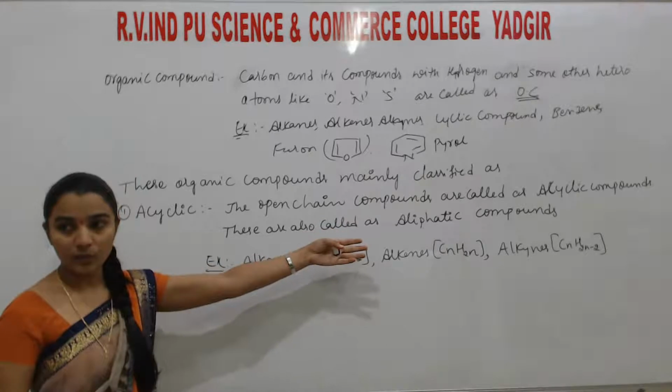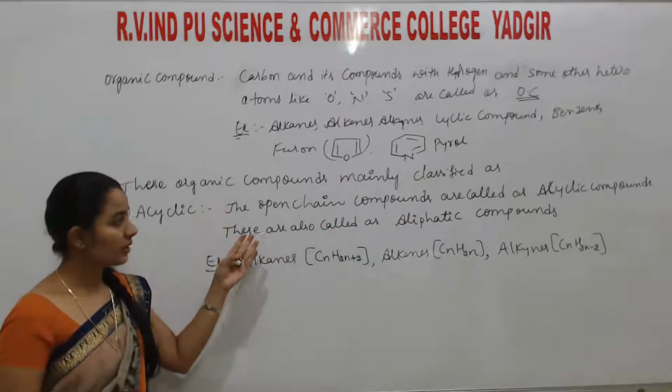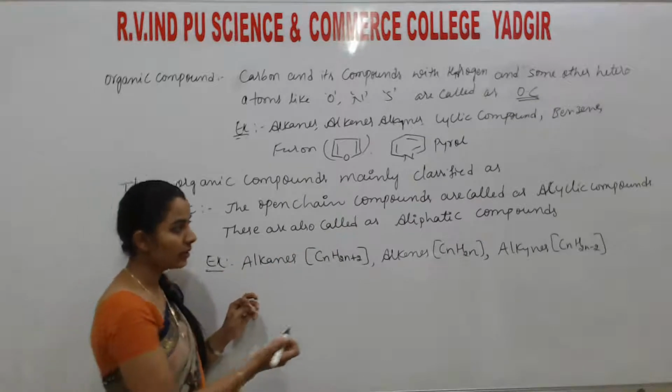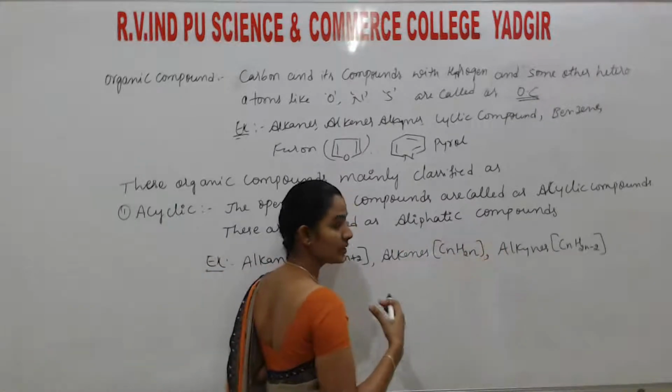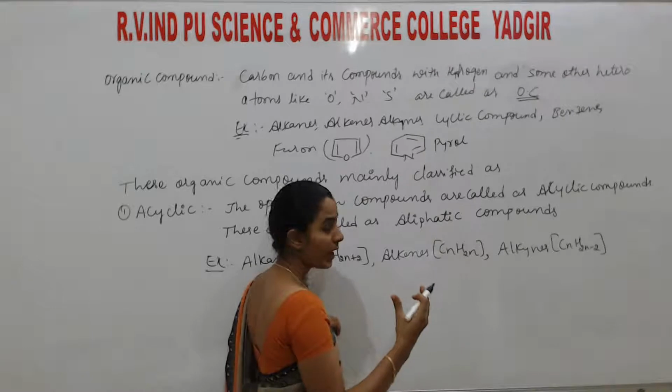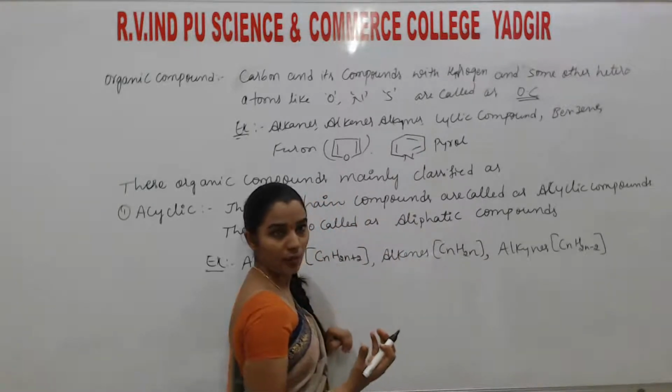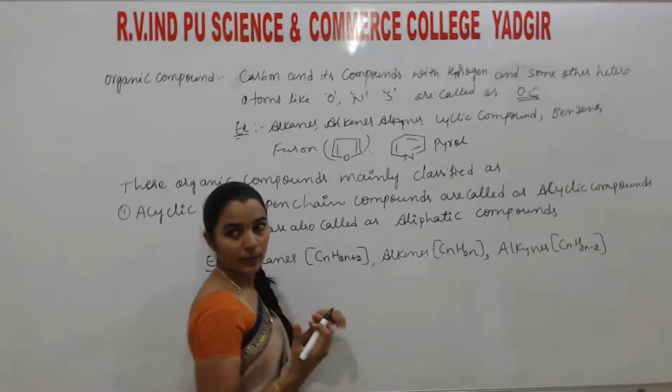What are aliphatic compounds? Open chain, long chain or branched open chain compounds are called aliphatic compounds. Understand? Are you getting it? Open chain.